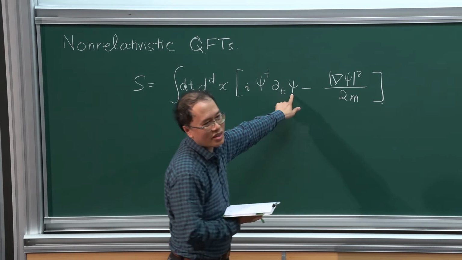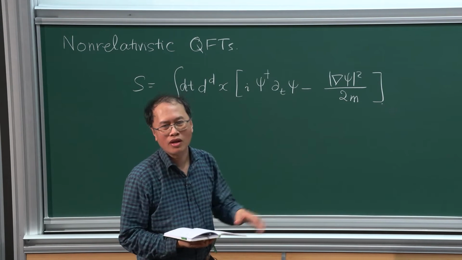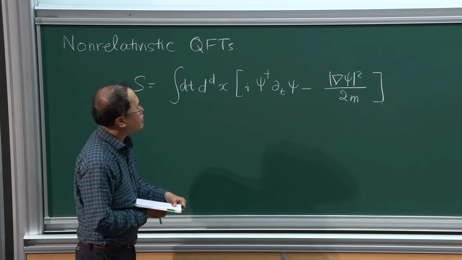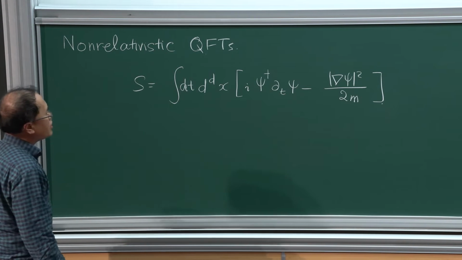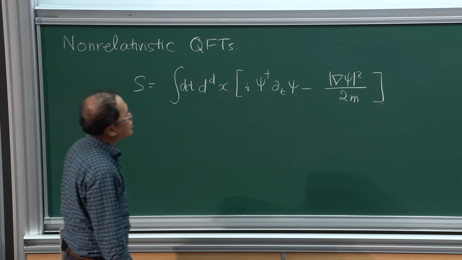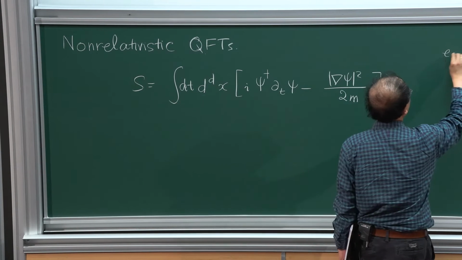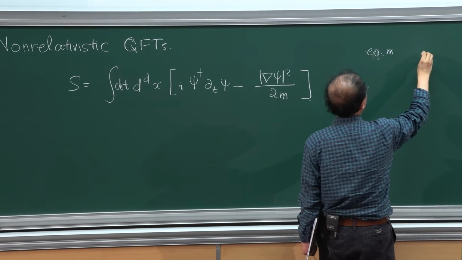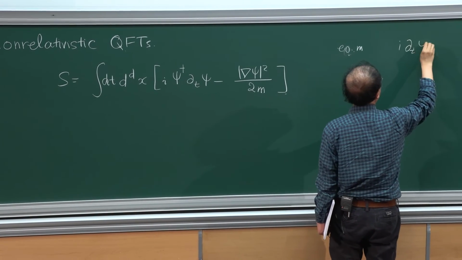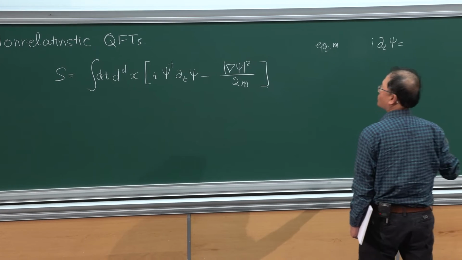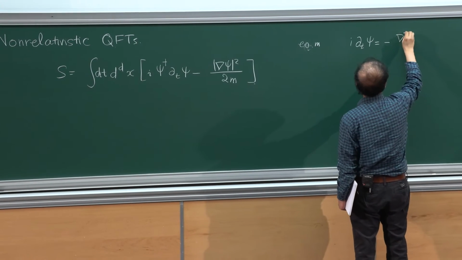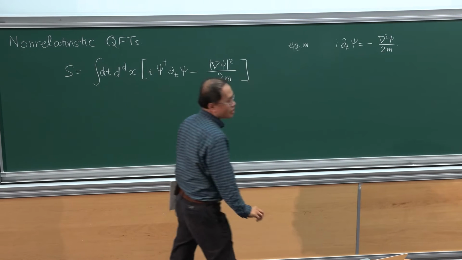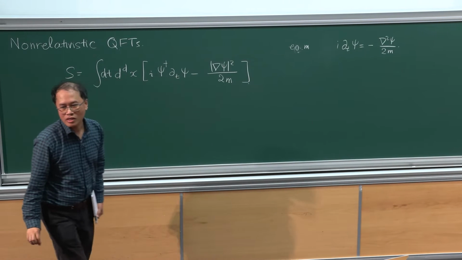The field psi here can be bosonic and can be fermionic. Let me not specify it right now. Let's assume it to be bosonic for simplicity first. So what we can say about this theory is that the equation of motion has the form of i d_t psi is equal to minus grad squared psi over 2m, if I'm not mistaken with the sign. This is the usual Schrödinger equation.